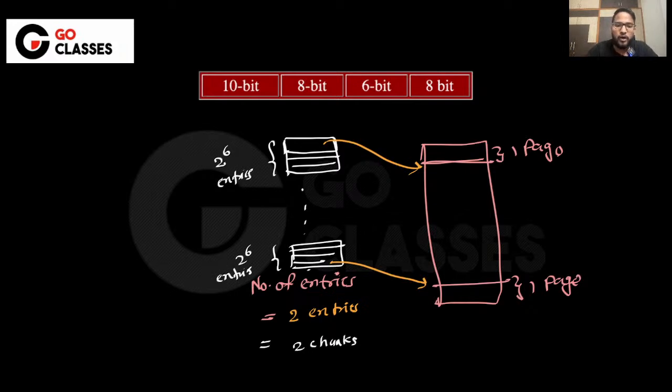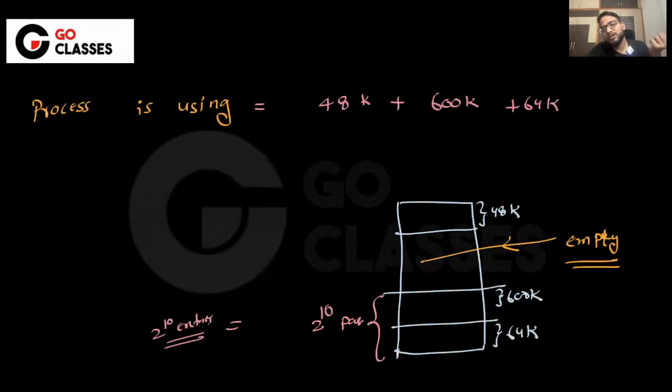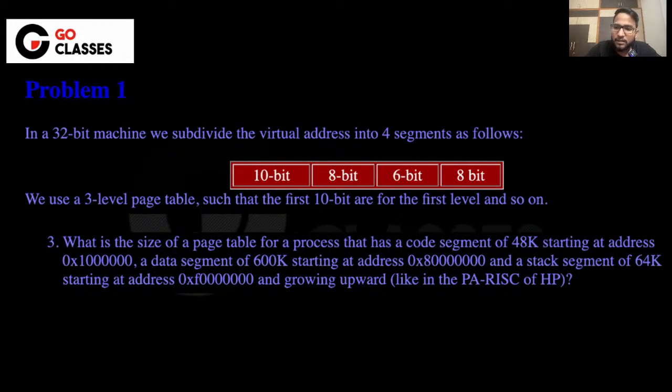Okay, I hope everyone understood what we are trying to say. If you're using the pages at different locations, then things might get a little tricky. That's what we want to address in this question. So they're saying that 48k I'm using starting from this address.